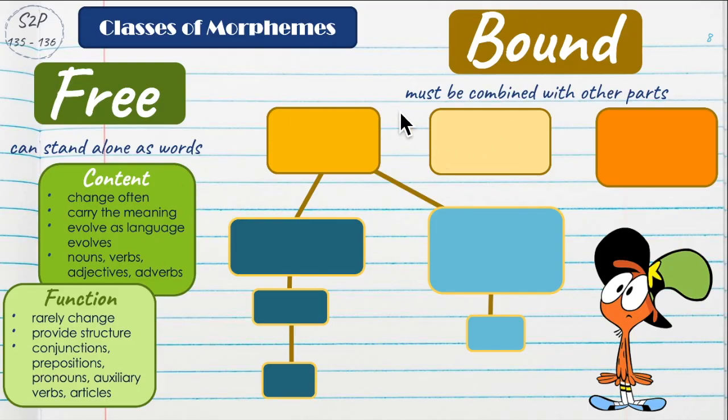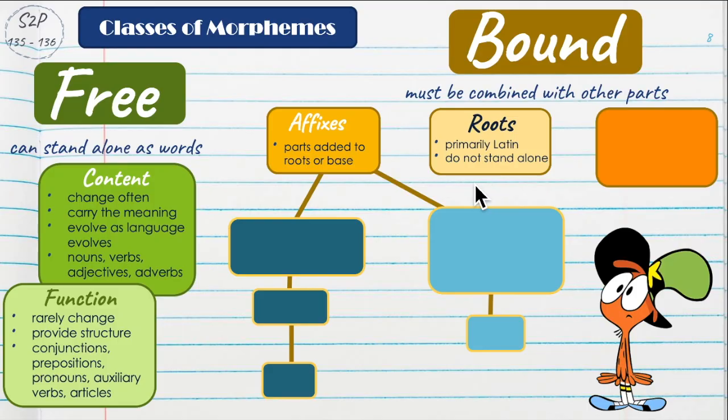Bound morphemes. So bound morphemes must have other morphemes with them to exist. They will not have a meaning by themselves. So you're looking at affixes, roots, prefixes and suffixes that we're going to add to different bases. We can also add these affixes to roots.